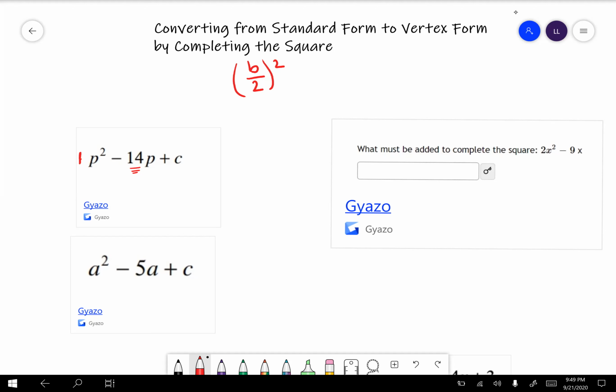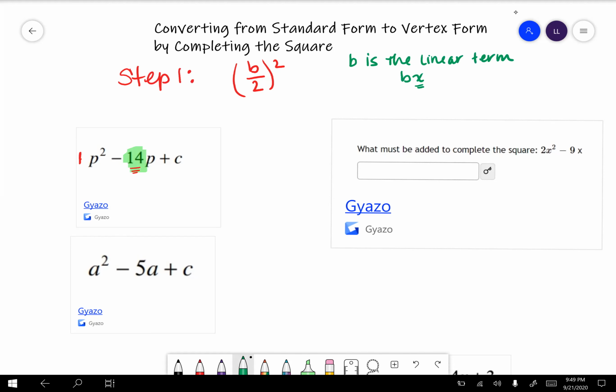So this is our very first step, step 1. We're going to practice step 1 first. All right, so here, our B is 14. This is our B, and our B is always the linear term. So let me go ahead and write that down. B is the linear term. It is going to be with the X value. So B always has X next to it. That's how we know which one is B.